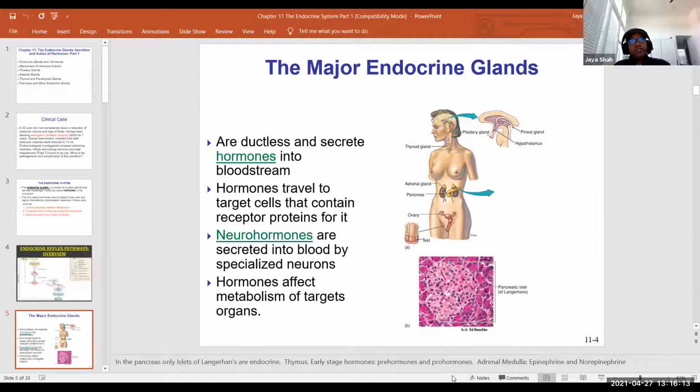What is the function? Same function. Both of them are released during fight or flight under the influence of the sympathetic nervous system. Okay, so neurohormones are secreted into blood by specialized neurons, and hormones affect metabolism of target cells. We did that.